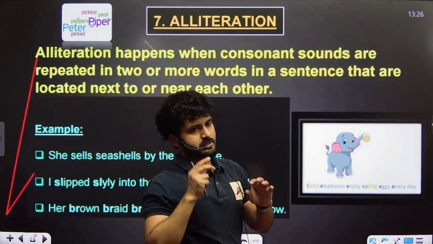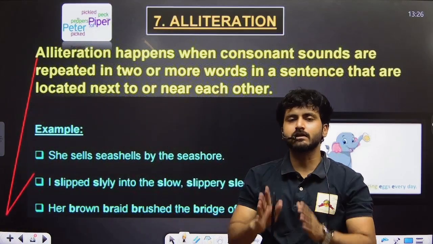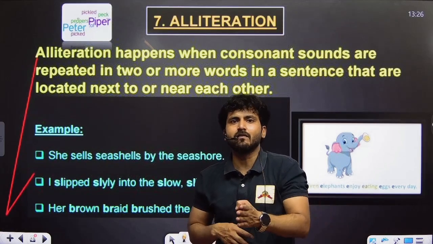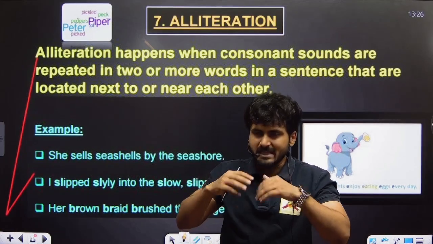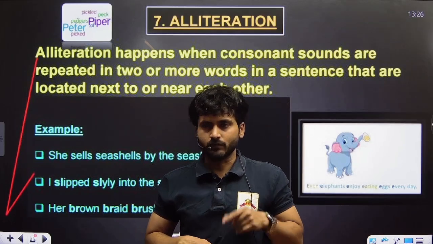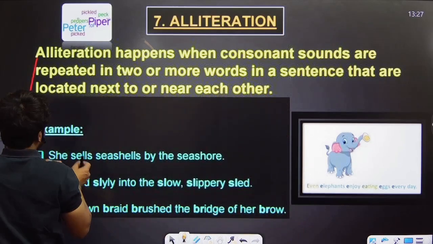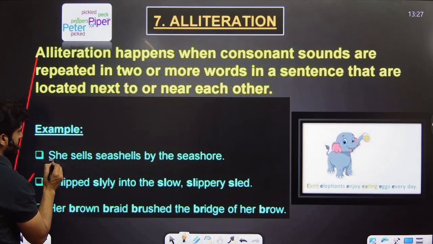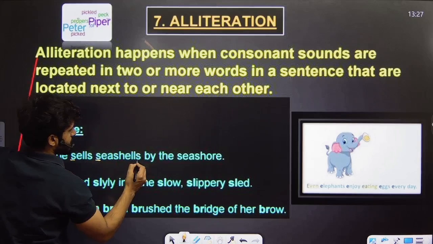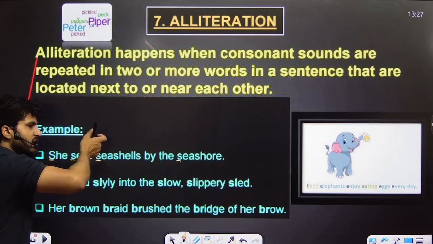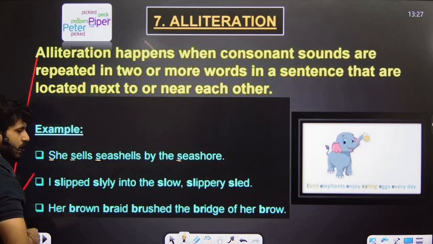Then comes your alliteration. Now there comes the situation where you have certain repetitions of sounds. When you have repetitions of the sounds at the beginning of any word and the same sound is being produced, that is termed to be alliteration. For example, she sells seashells by the seashore. Here you are observing that the s sound is being produced at the beginning of each word. That is termed to be your alliteration.